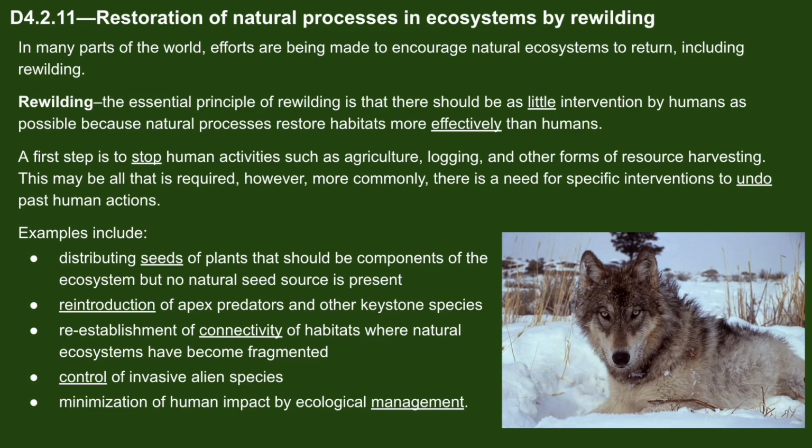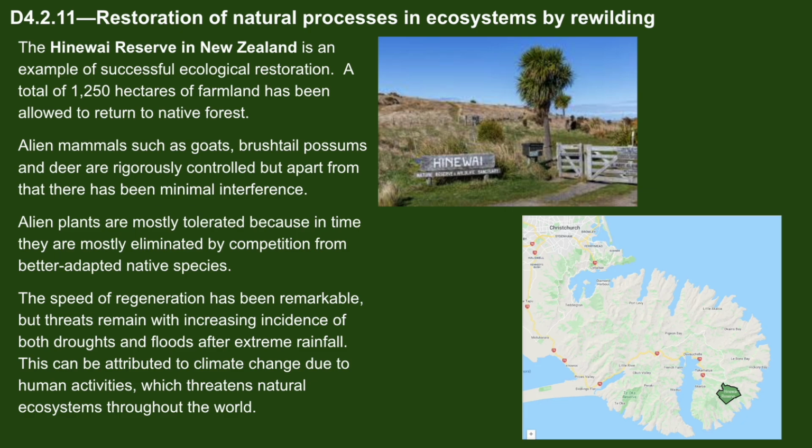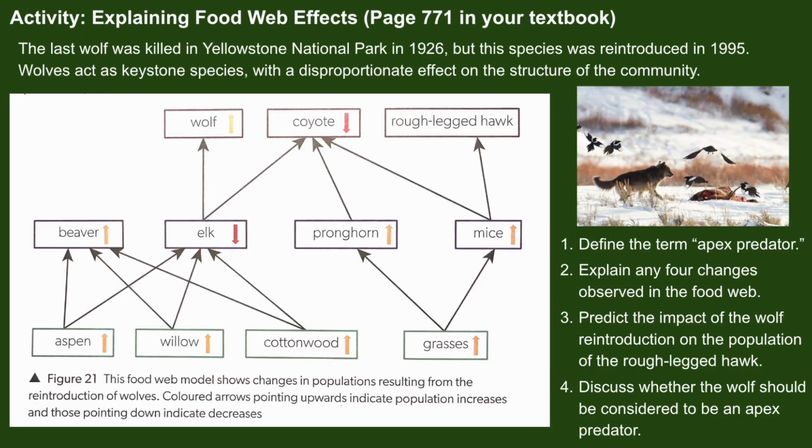Okay, examples can include distributing seeds of plants, reintroduction of apex predators, reestablishment of connectivity of habitats where natural ecosystems have become fragmented, control of invasive alien species, and minimization of human impact by ecological management. Okay, an example of where this has been really successful is the Hinewai Reserve in New Zealand, where they've just left it alone and it has amazingly regenerated.